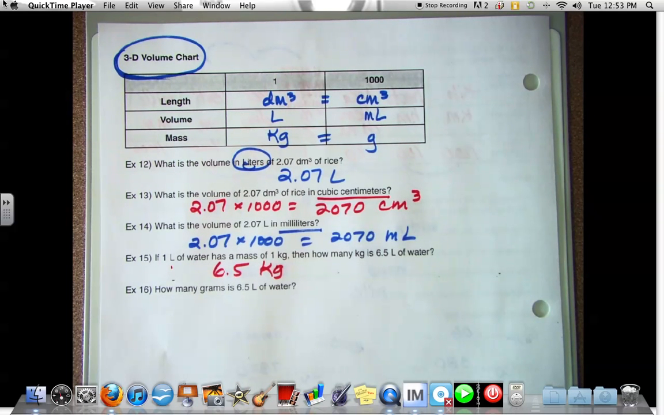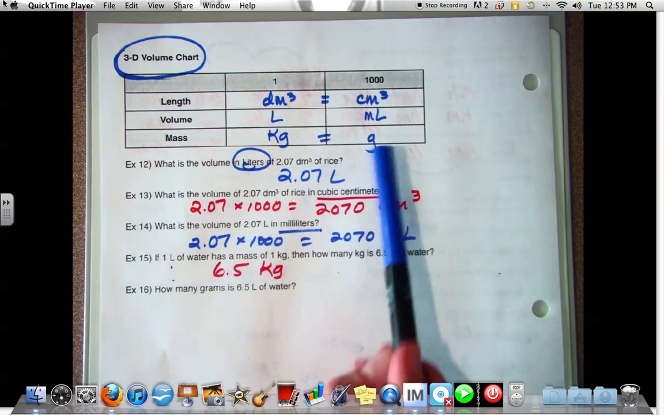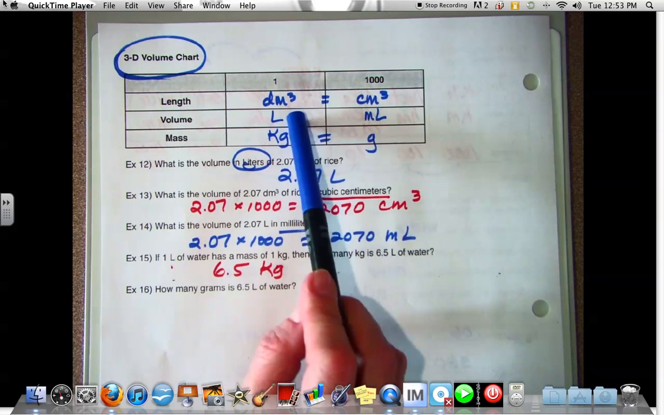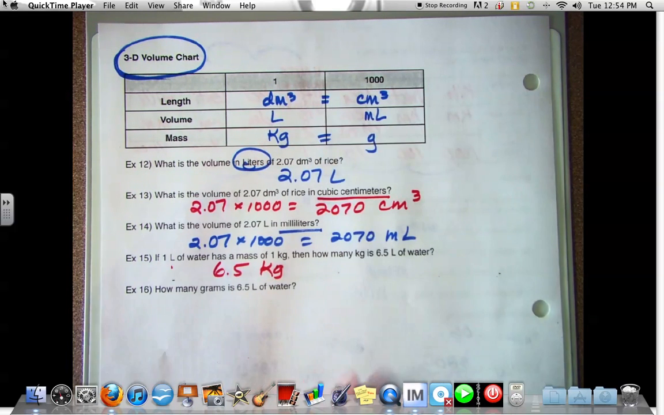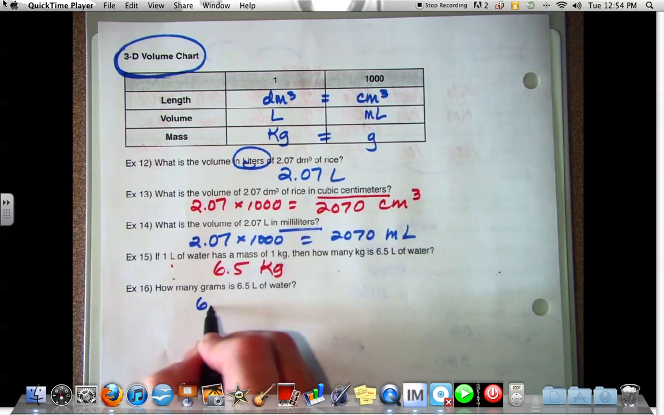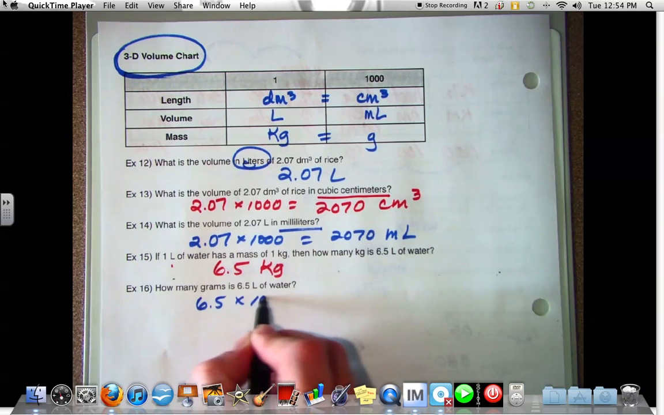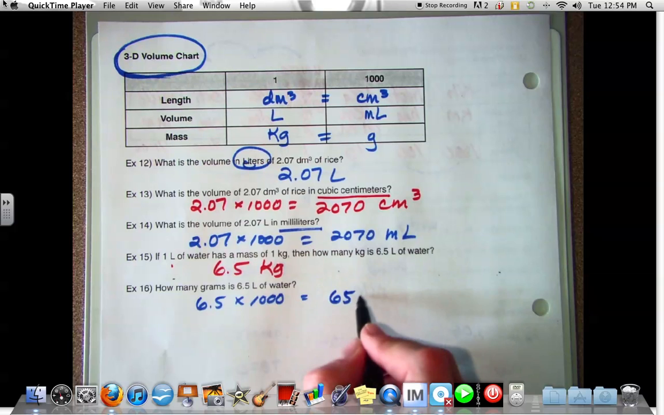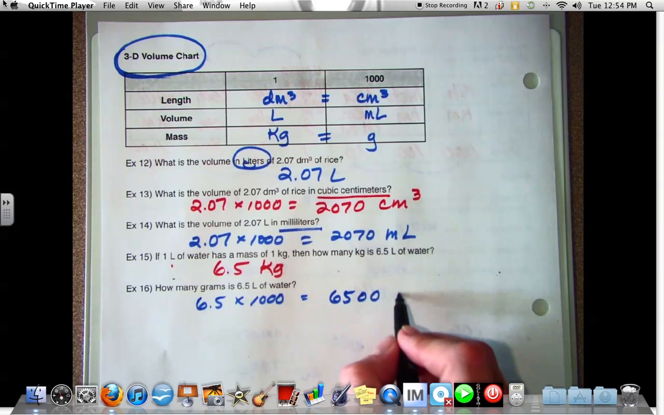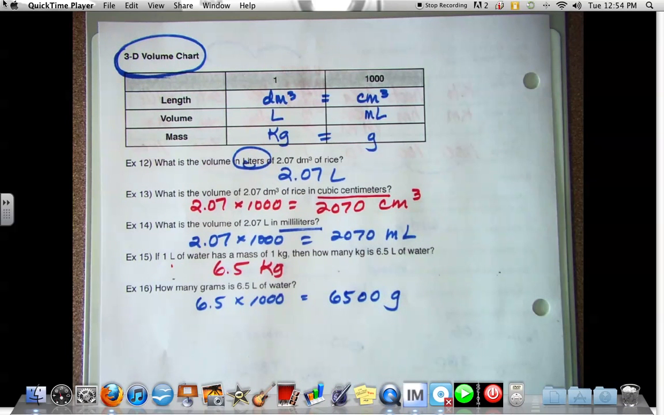How many grams is 6.5 liters of water? So we want to know the number of grams, and it's given to us in liters. So to go from liters to grams, we multiply by 1,000. So 6.5 times 1,000 gives us 6,500 grams. Questions?